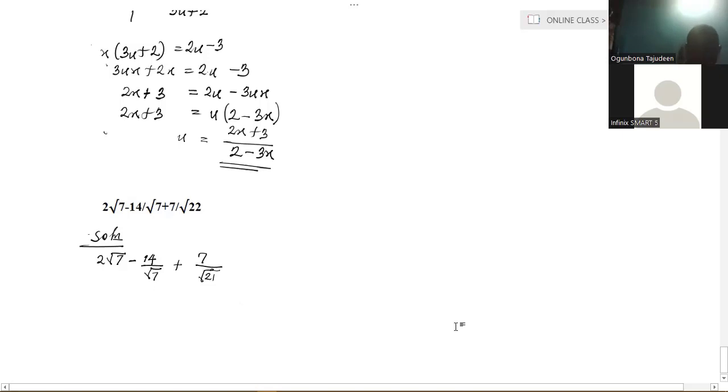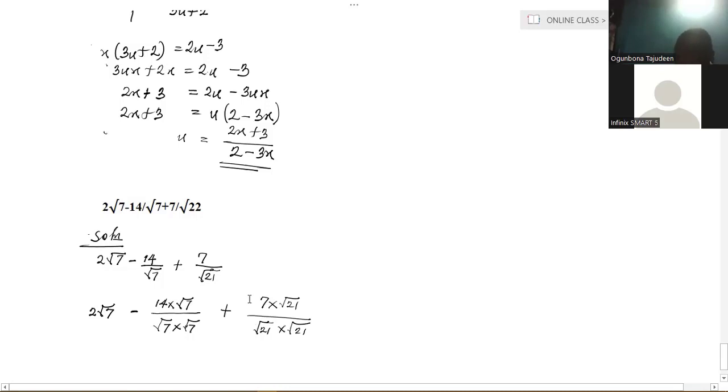If it's correct, the first thing we do here is to rationalize. So here we have 2 root 7. If you rationalize this one, it will give you 14 times root 7 divided by root 7 times root 7, plus 7 times root 21 divided by root 21 times root 21.